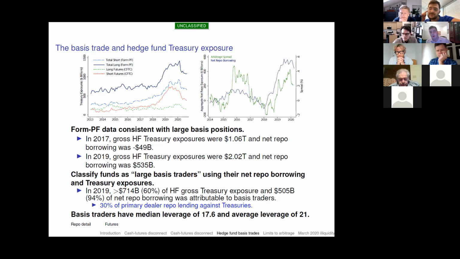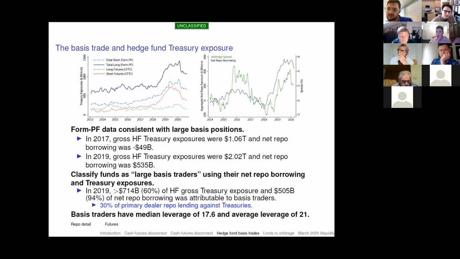So it's possible that during this period, if we're looking specifically at basis traders, we might see a similar sized bump in the long and short treasury exposures. The advantage of looking at their repo borrowing is really that there are only a few trades that, say, large relative value hedge funds would be running that would involve net repo borrowing, since most of the time they're arbitraging against two different treasuries, which involves matched repo borrowing and lending.